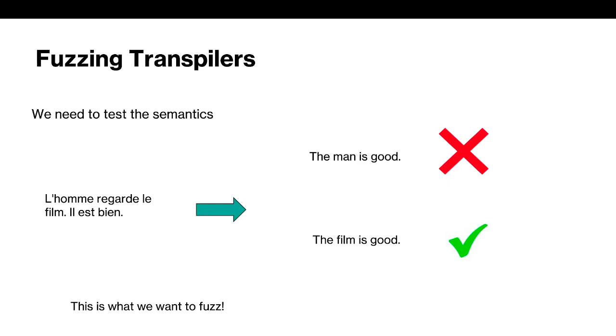Semantically, it's kind of unlikely that we're going to refer to the man, given that we're talking about the film. So if this was translated into the man is good, that would be kind of weird and not correct. But if we translated it as the film is good, then we have a correct translation. And these kind of semantic things are the things that we want to fuzz and try to catch within the transpiler.